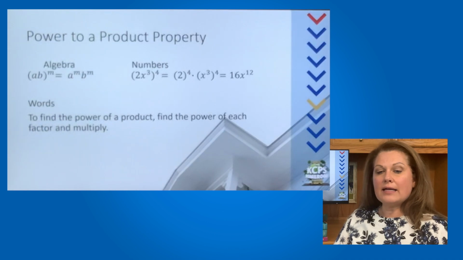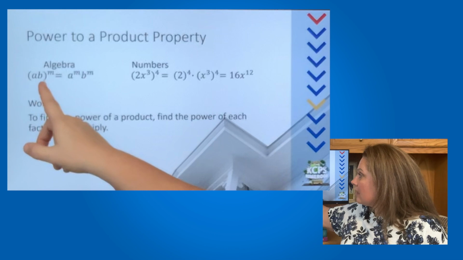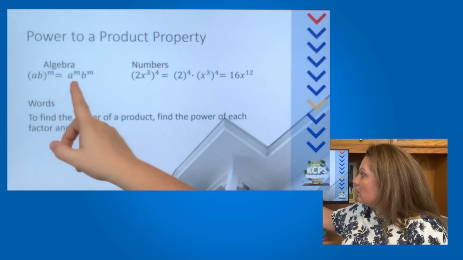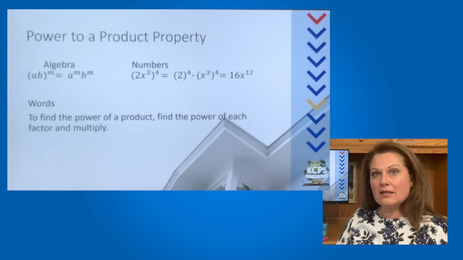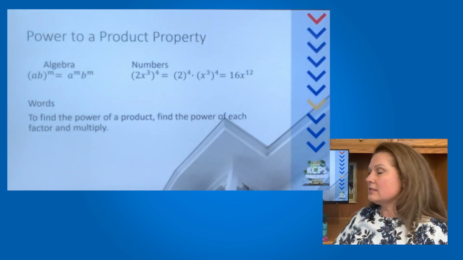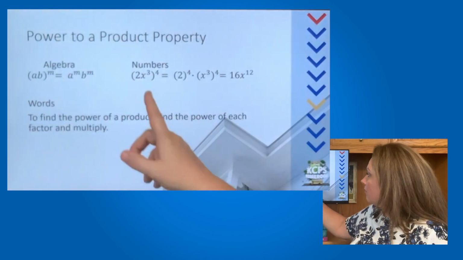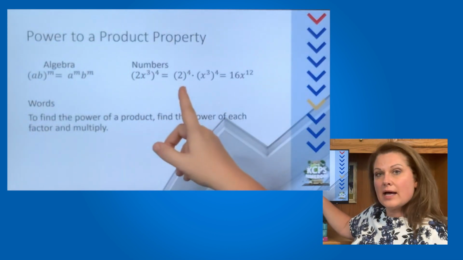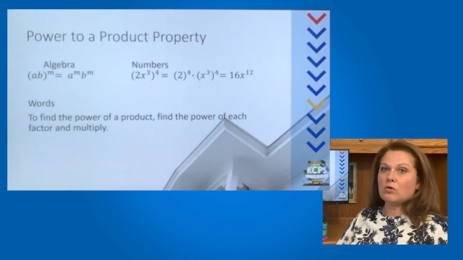How it would look as a power of a product property in algebra is going to look something like this. We're going to say a times b to the m. Notice the m is being applied to both the a and the b. In numbers, it's going to look similar to this: 2x to the 3rd, to the 4th. The coefficient of 2 also has a power of 4. X to the 3rd also has a power of 4.